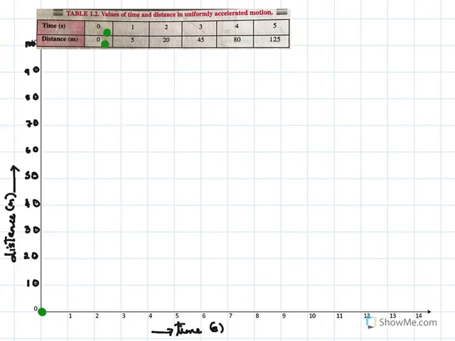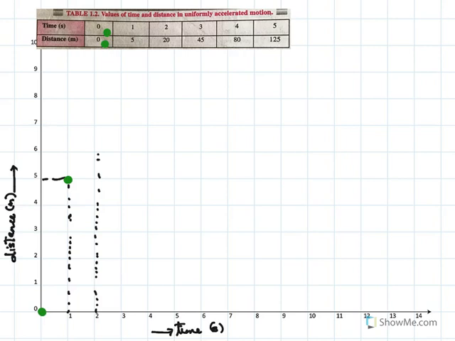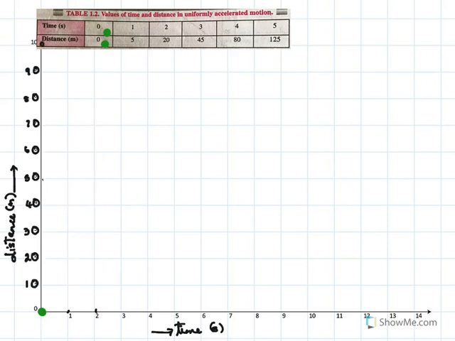At 1 second it is 5, that means it is at this point here. Then at 2 seconds it is 20. Oh, we don't have 20 on this. We'll just go about plotting it again.